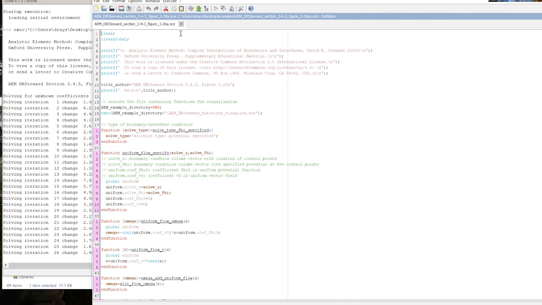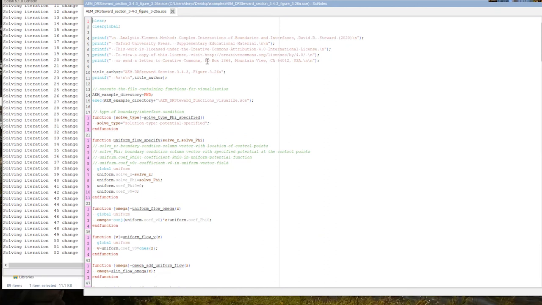At the top is the boilerplate. This is all open source. I've got the Creative Commons attribution at the top of every one of these. Every one of them calls this visualize code. All that does is make the pretty pictures, drawing the lines and so forth, doing the contours. So it makes the pretty pictures.